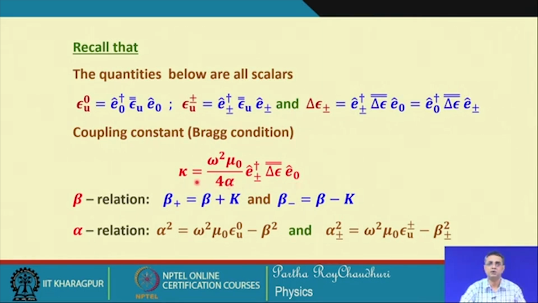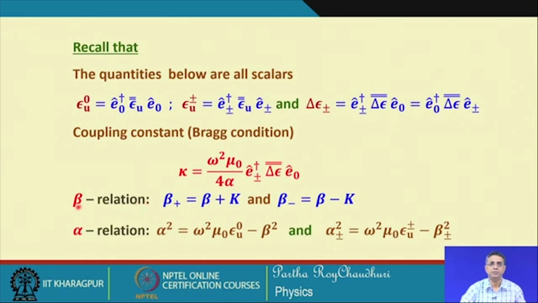So, kappa is equal to omega square mu by 4 epsilon, and when we evaluate this quantity, because all other quantities are known, we will be able to calculate the coupling coefficient. Also, as a consequence of this, we will see how the polarization coupling takes place between the incident optical beam and the diffracted optical beam.